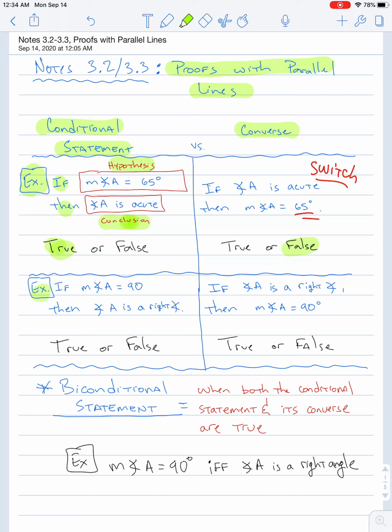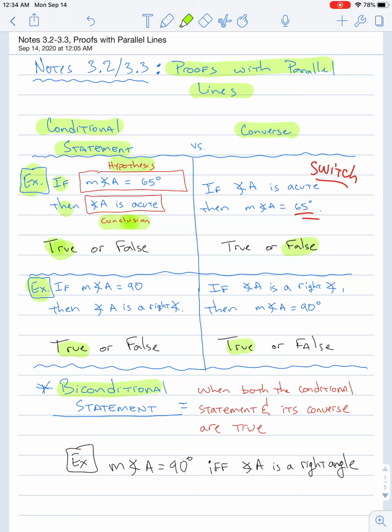Let's take a look at another example right down here. What if the measure of angle A is 90 degrees? Then we can conclude that angle A is a right angle. Okay, is that true or false? Well, that would be true. Let's look at the converse. If angle A is a right angle, then measure of angle A is 90 degrees. Yes, that would be true.